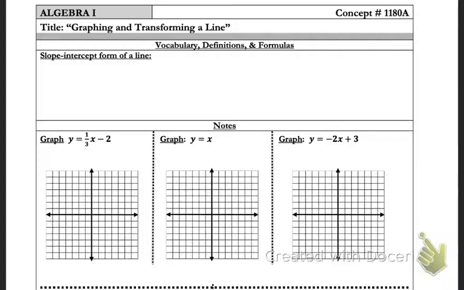Slope-intercept form of a line. We've been talking about this, so hopefully you know this by now. y = mx + b, where m represents the slope and b represents the y-intercept, or where the graph crosses the y-axis. So let's talk about graphing these.